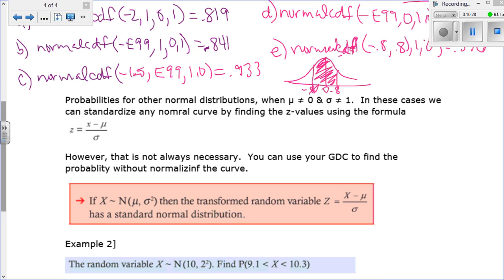Now, probabilities for other normal distributions, when mu is not equal to 0 and sigma is not equal to 1. In these cases, we can standardize any normal curve by finding the z values using the formula z equals x minus mu over sigma. We've done this before. You did this in Algebra 2 Trig. However, it's not always necessary. You can use your graphing calculator to find the probability without normalizing the curve.